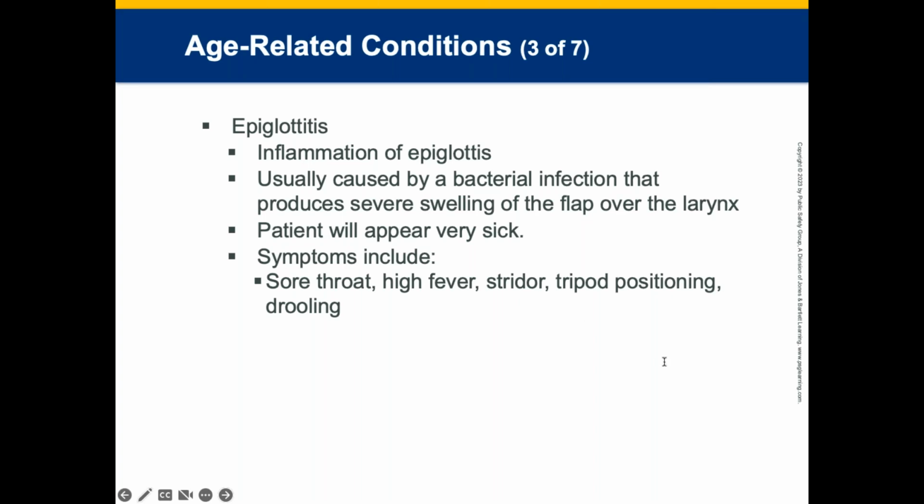Signs and symptoms, usually a sudden onset. Patients look very sick, usually a sore throat, high fever, and stridor. May also appear in adults or geriatric patients, especially those with conditions such as diabetes, caused by different bacterial or viral organisms. It can potentially be life-threatening, and deterioration can happen very quickly.